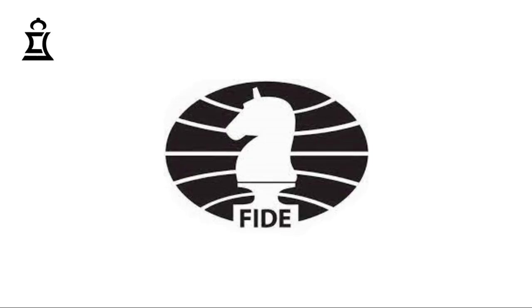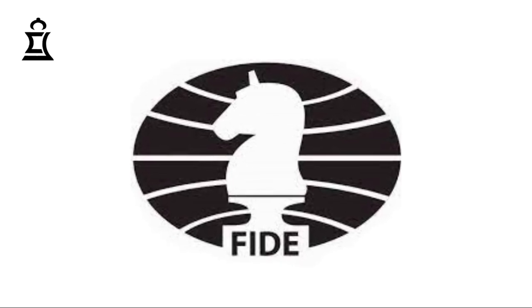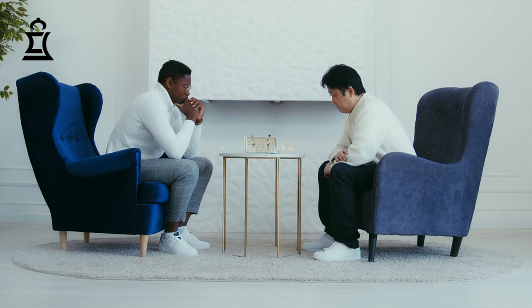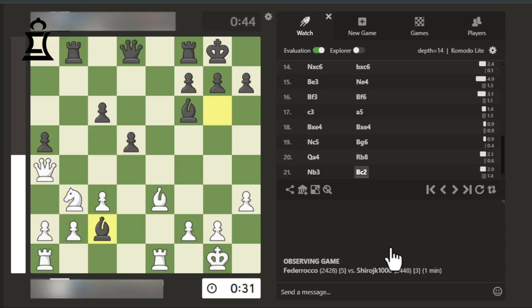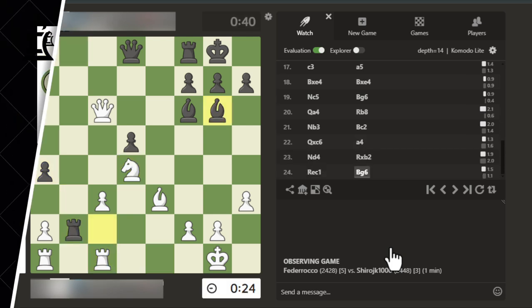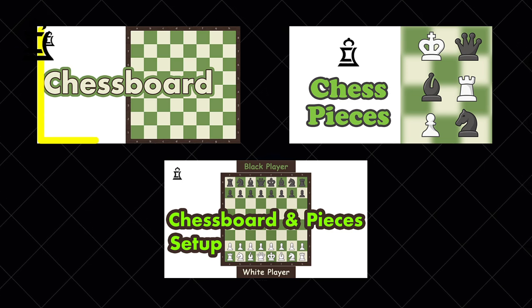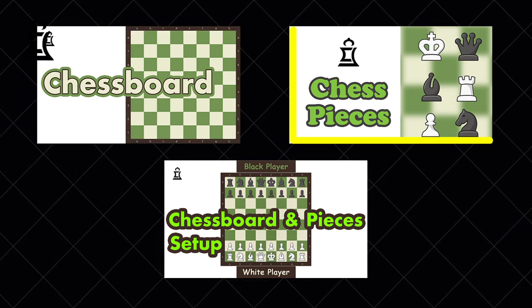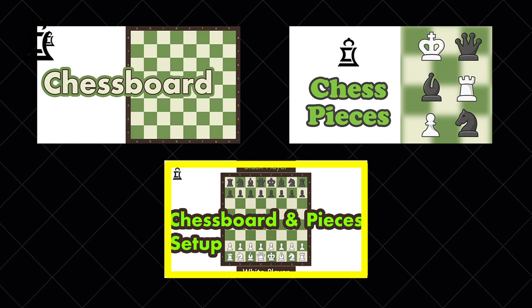But first, it is important to know that the rules of chess are set by the World Chess Federation, FIDE. Chess is played worldwide according to the rules established by FIDE. Even when playing online or in software, FIDE rules are followed. Now, let's take a quick look at the sections of this video. The chessboard, the chess pieces, and how to set up the board and pieces correctly.